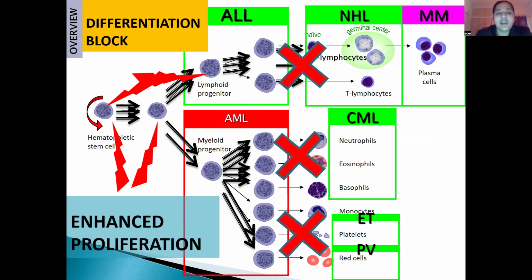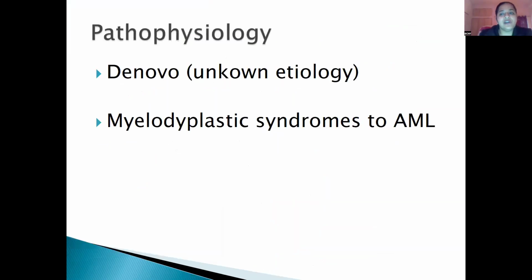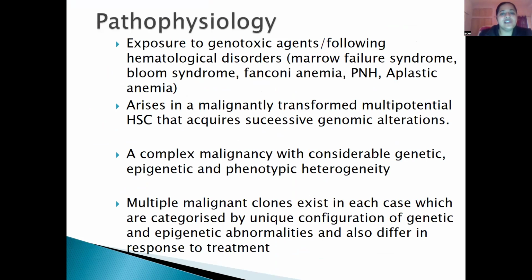Always remember, there is not one thing in acute myeloid leukemias. There are two things: the enhanced proliferation along with the differentiation block, a block to the mature cells. The pathophysiology is of two types: it could be of unknown etiology, known as de novo, or a myelodysplastic syndrome progressing to AML, which has the worst prognosis. It could be exposure to genotoxic agents and hematological disorders like Fanconi's, PNH, aplastic anemia, or it can arise de novo, or it can be a complex malignancy with genetic, epigenetic, and phenotypic heterogeneity.